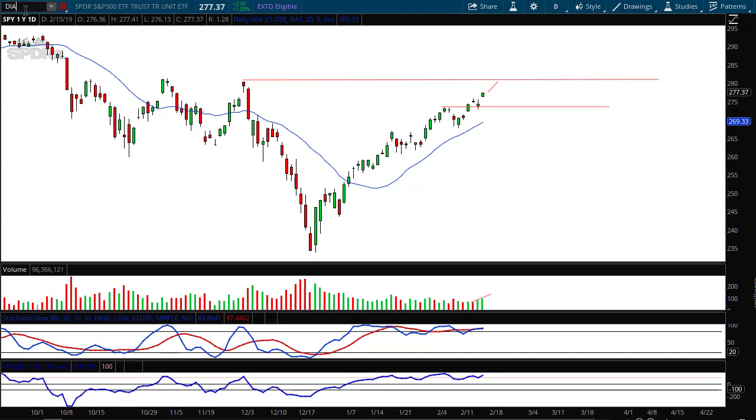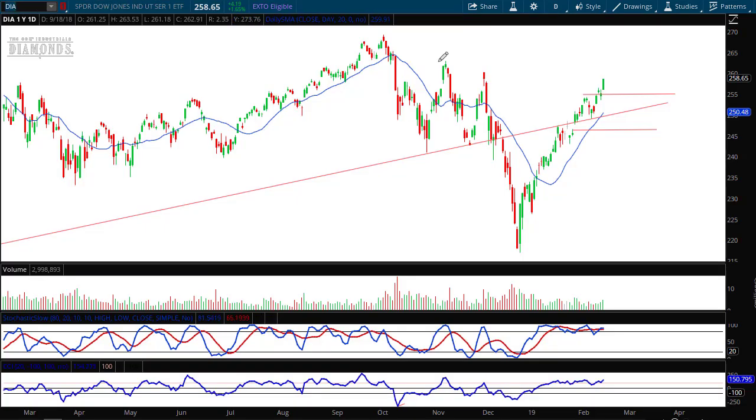On the Diamonds, ticker symbol DIA, you'll see that we did break out of that resistance high. Next resistance for the Diamonds is going to be up here, right at the highs from November, actually.